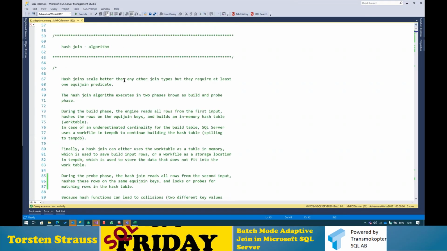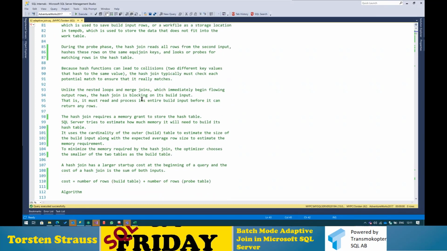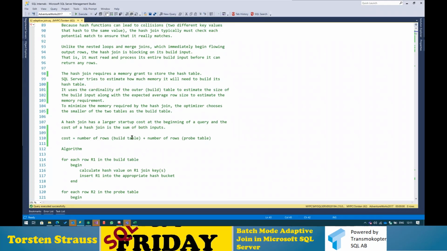Okay, then we have the hash join algorithm. Once you deal with more records, SQL Server prefers to use the hash join algorithm, because you can see that the cost is not the multiplication between the inner table, or inner query, and the outer query. Instead, it is the number of rows of the build table plus the number of rows of the probe table. You can consider the build and the probe table as the inner and outer query, or inner and outer table, it depends. And therefore, you already understand that this algorithm scales much better.